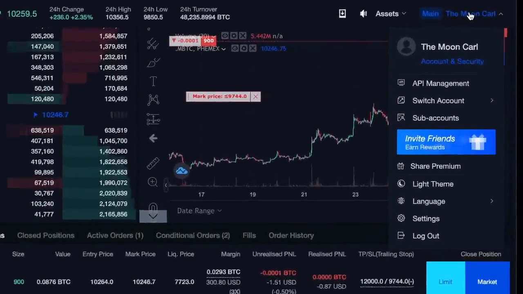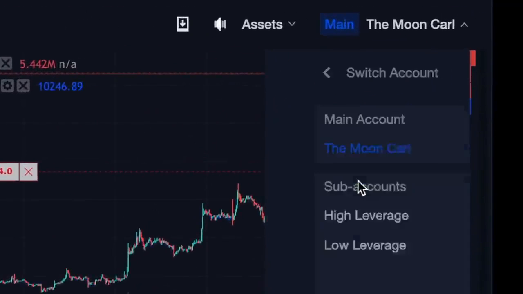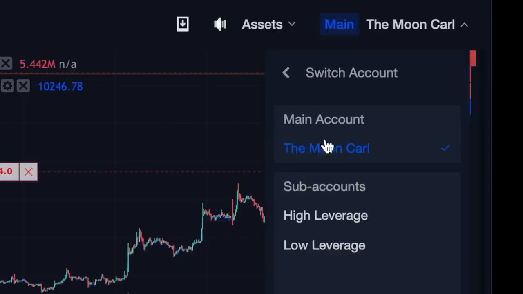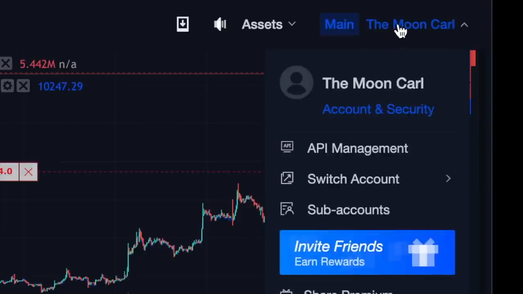If you scroll up to your name here and click switch accounts, you can see here that I have my main account, and then I have two sub accounts. If I click these sub accounts, I will be able to trade more positions in Bitcoin than just one. And I'm going to show you how to open these up.